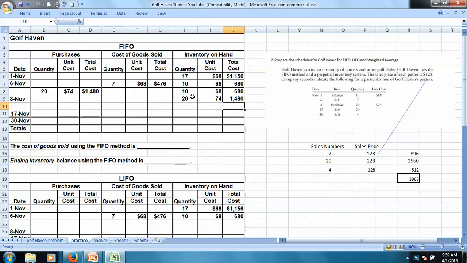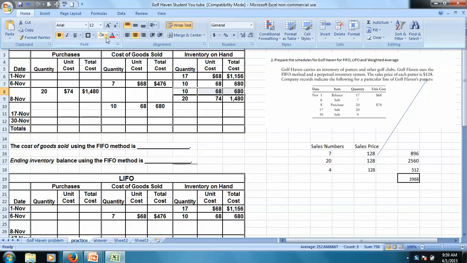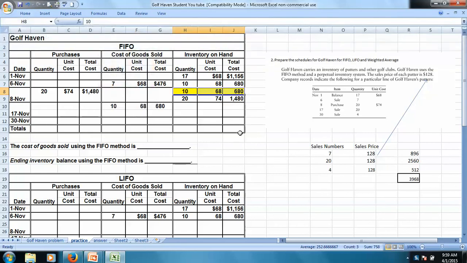20 putters. Well, our oldest putters are these 10, 10 at $68. We're going to say that we sold all 10 of those. These are assumptions. $680. But we sold 20 of them and there were only 10 here, and this layer is completely wiped out. Under this assumption, we're going to wipe that out. So where do we get the other 10 putters? Well, out of this layer. So we're going to say 10 putters out of this layer at $74, and that would be $740.